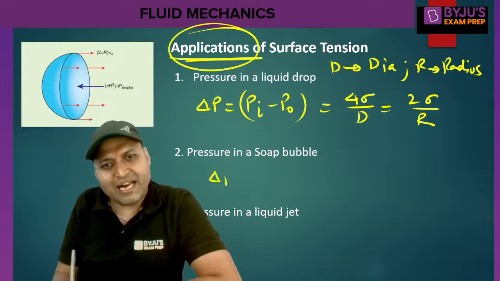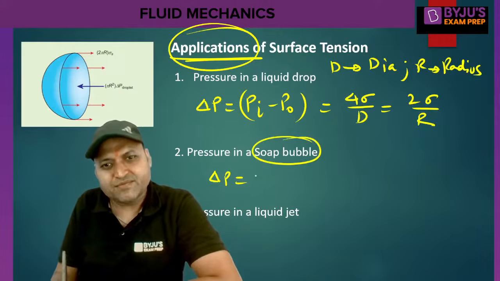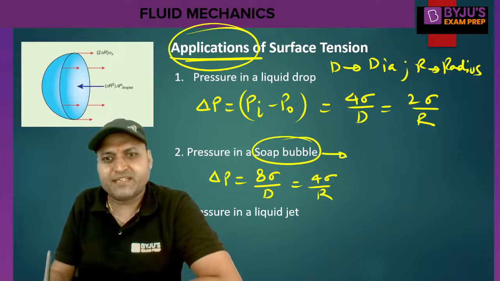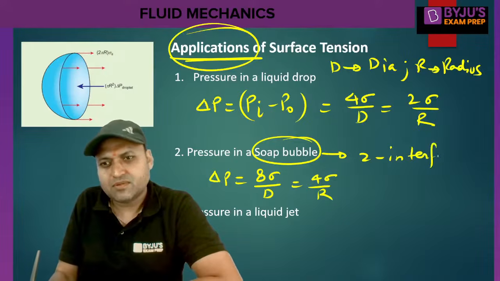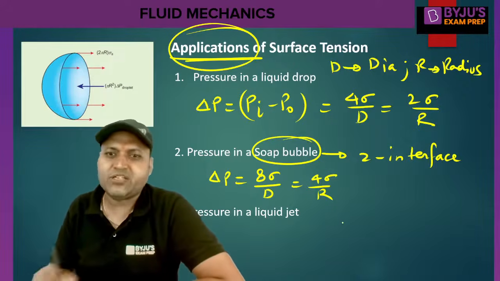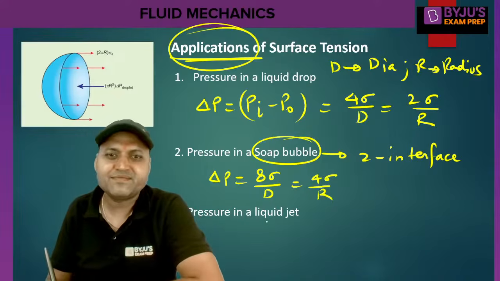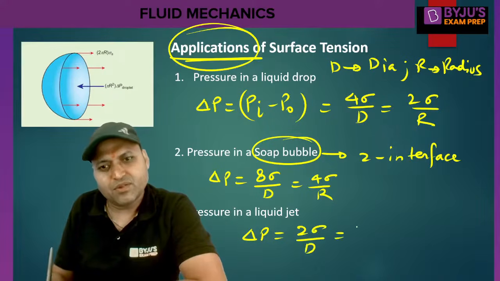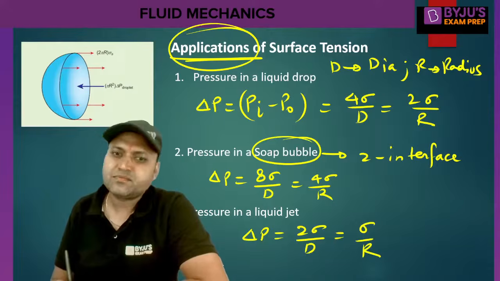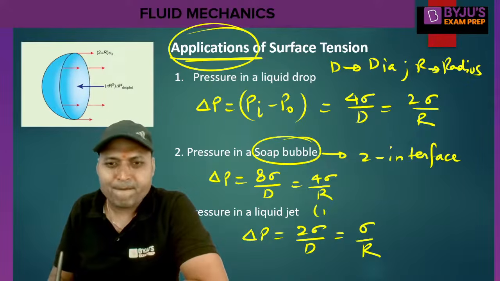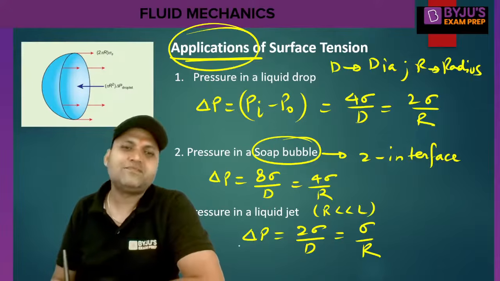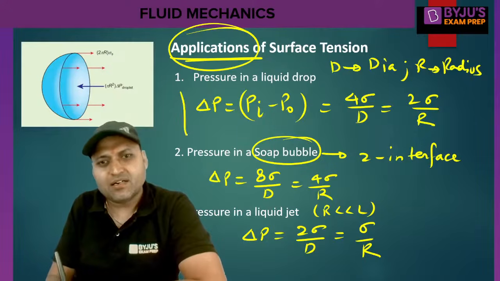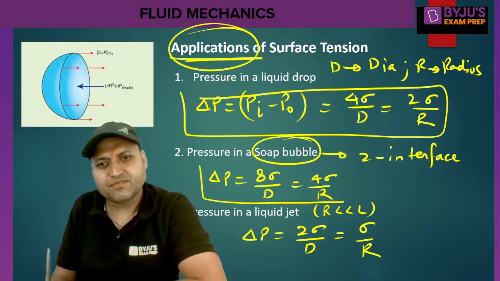Pressure in a soap bubble, delta P, because there are two interfaces, is 8 sigma by D or 4 sigma by R. There are two interfaces. That is why it will become twice of 4 sigma by D. Pressure in a liquid jet, delta P is equal to 2 sigma by D or sigma by R. In a liquid jet, R is very, very less compared to L. So these are the applications of surface tension.